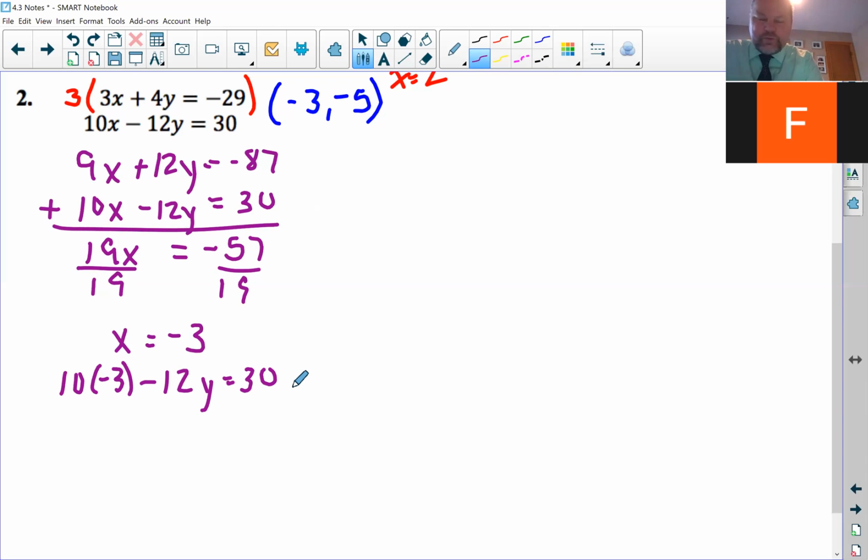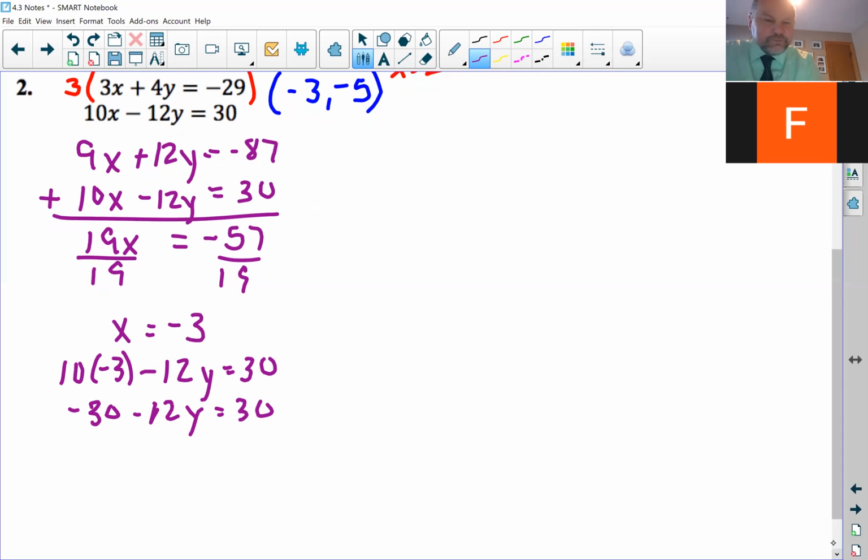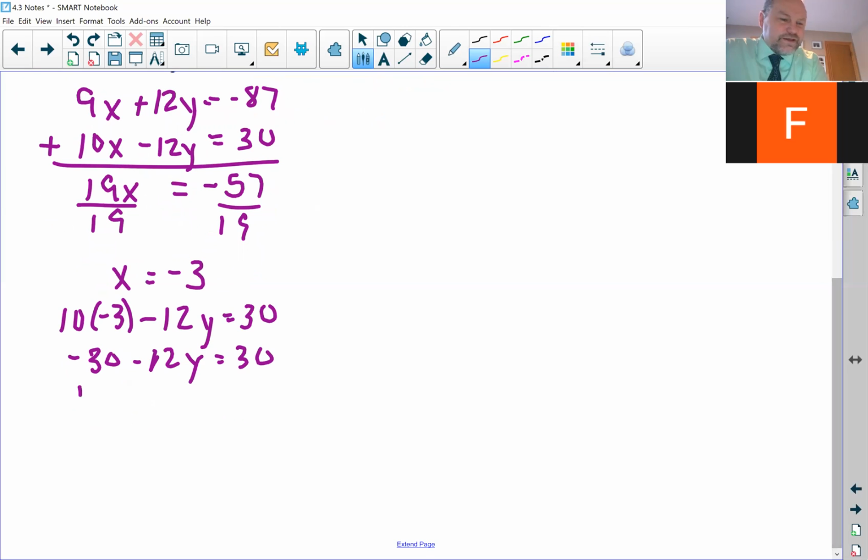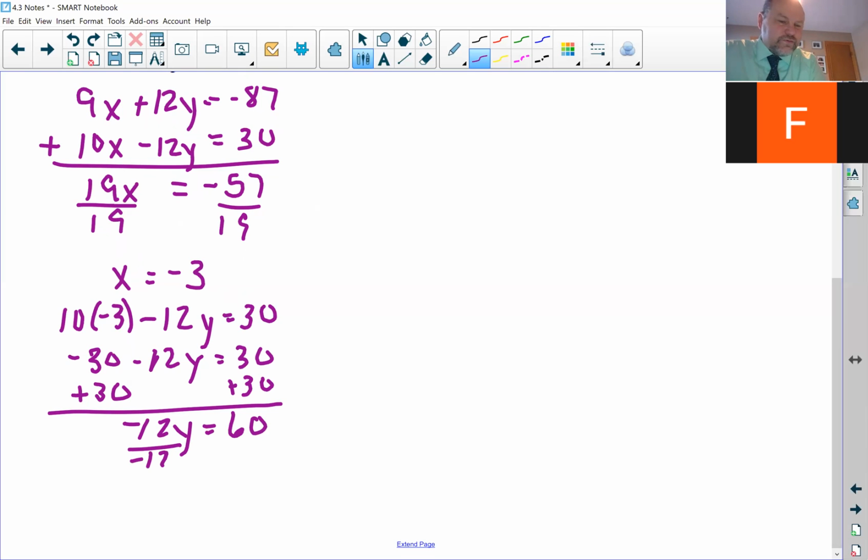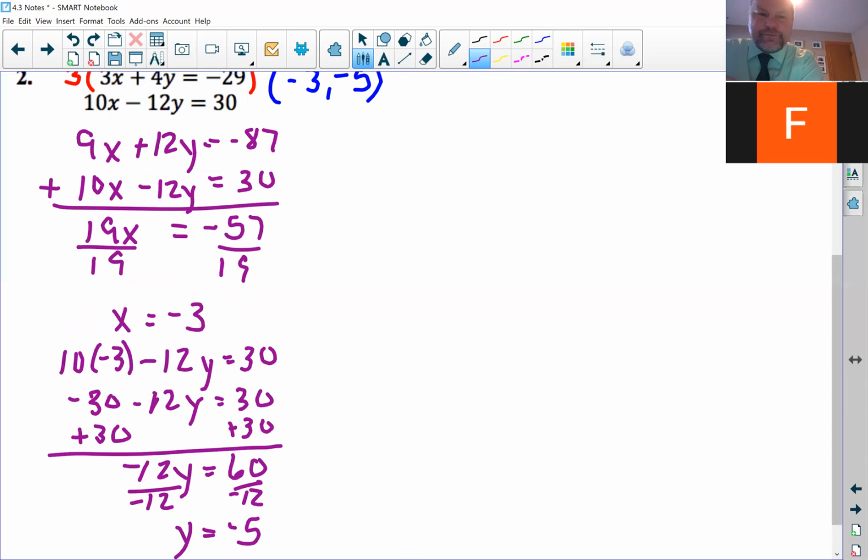So this one, we want to be a little bit careful with. We get negative 30 minus 12y equals 30. We're going to add 30 to both sides. So negative 12y equals 60. Divide by negative 12. Y equals negative 5. So negative 3, negative 5 appears to be our solution.